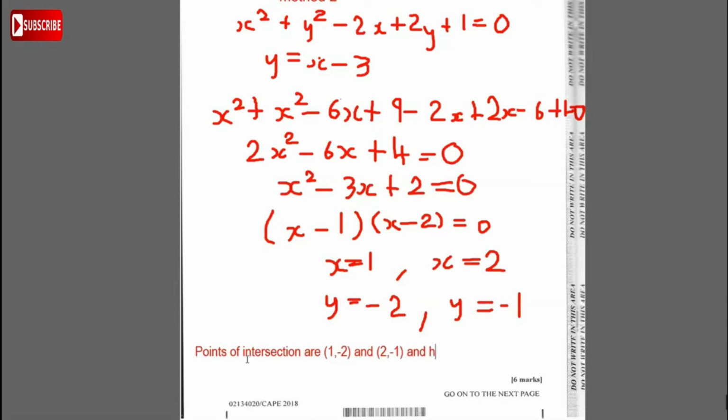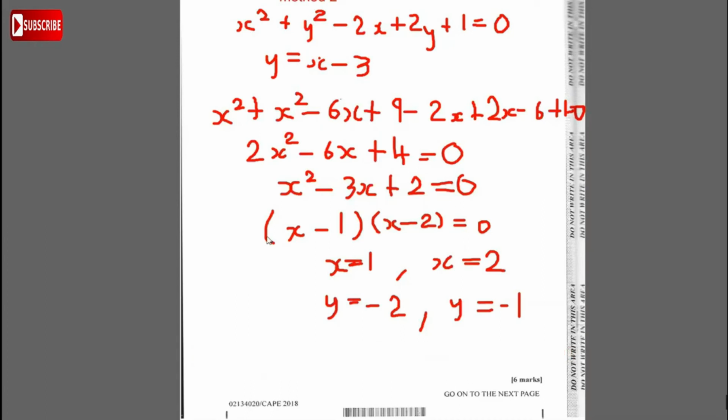and hence (1, -2) is a point. Hence (1, -2) is shown to be an intersecting point.